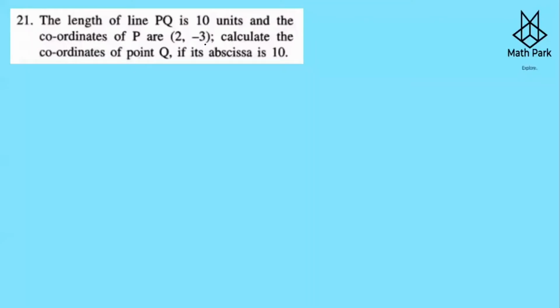So we start with question number 21. The length of line PQ is 10 units and the coordinates of P are (2, -3). Calculate the coordinates of Q if its abscissa is 10.